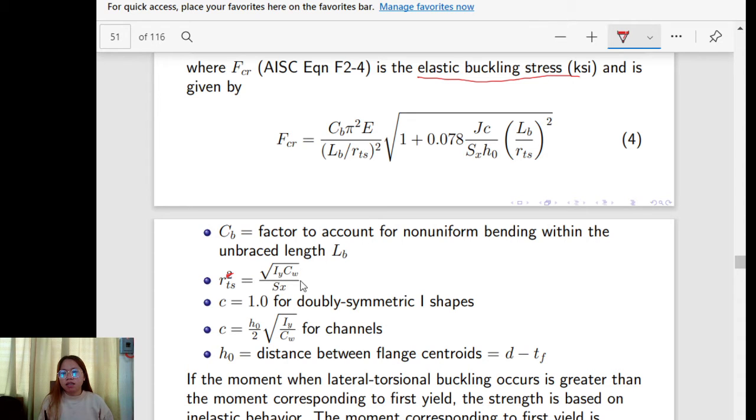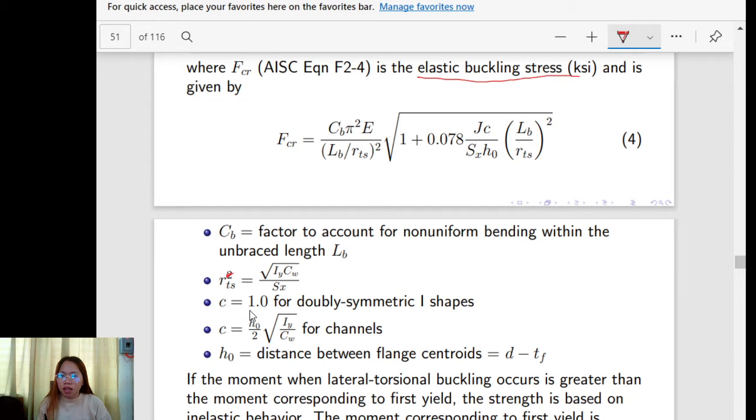R sub TS is equal to the square root of I sub Y C sub W over S sub X. C sub W is the warping coefficient. This can be seen in the table, no? Later, we will have an example. The example is also presented in the video by Dr. Muhammad, so kindly see it. Then C is 1.0 for doubly symmetric I shapes.